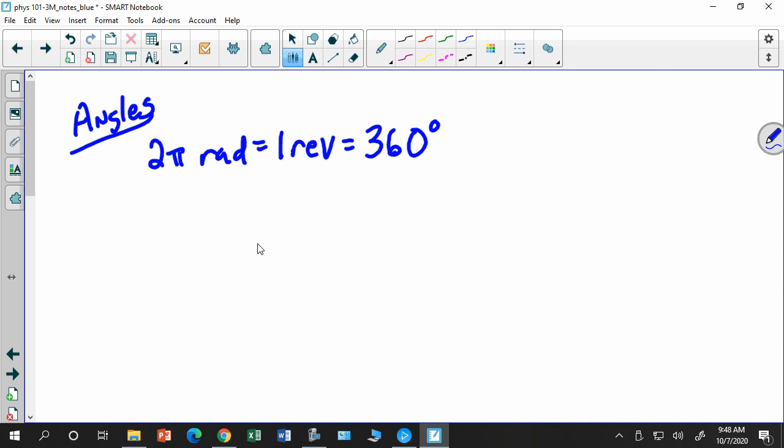But the SI unit, you'll never go wrong converting everything to radians. You'll have some conversion problems. We'll look at some like that in some of the old tests today.